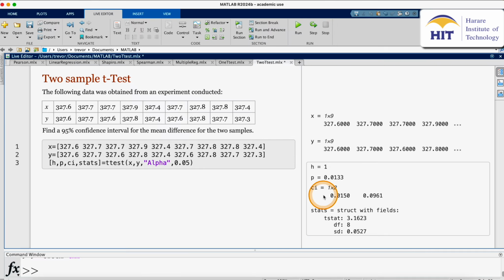And the values there are all positive. And remember, we were looking at X minus Y. So if the value is positive, that means the mean of X is greater than the mean of Y.